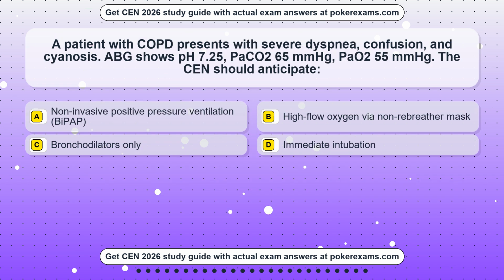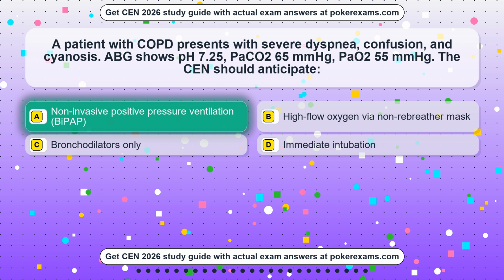Question 9. A patient with COPD presents with severe dyspnea, confusion, and cyanosis. ABG shows pH 7.25, PaCO2 65 mmHg, PaO2 55 mmHg. The CEN should anticipate: Option A, non-invasive positive pressure ventilation, BiPAP. Option B, high-flow oxygen via non-rebreather mask. Option C, bronchodilators only. Option D, immediate intubation. The correct answer is option A, BiPAP.